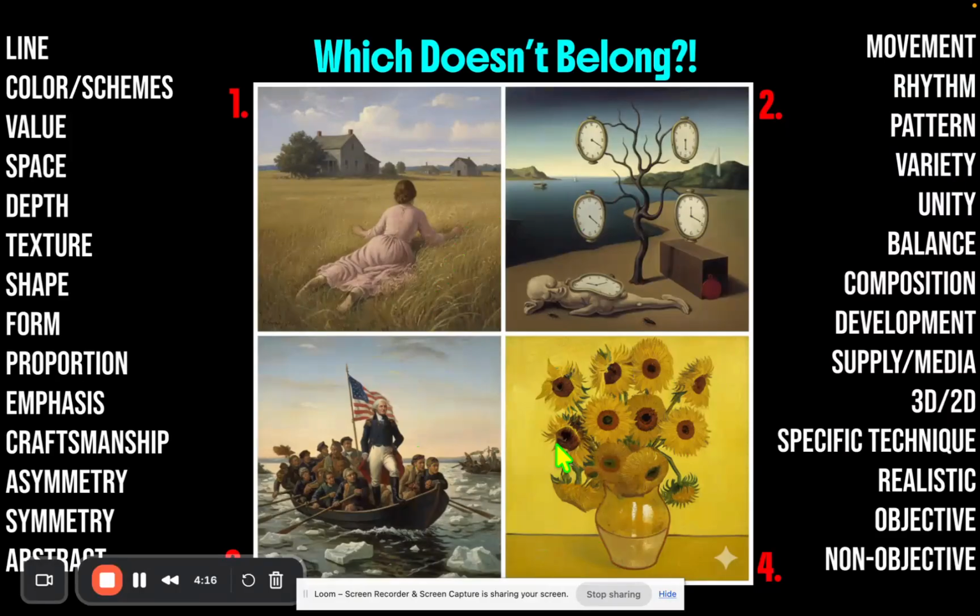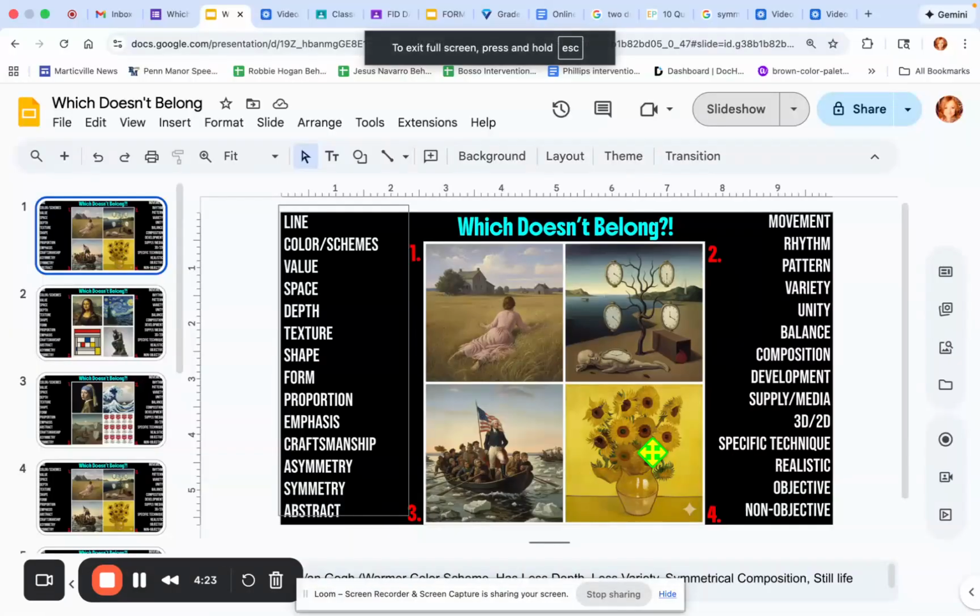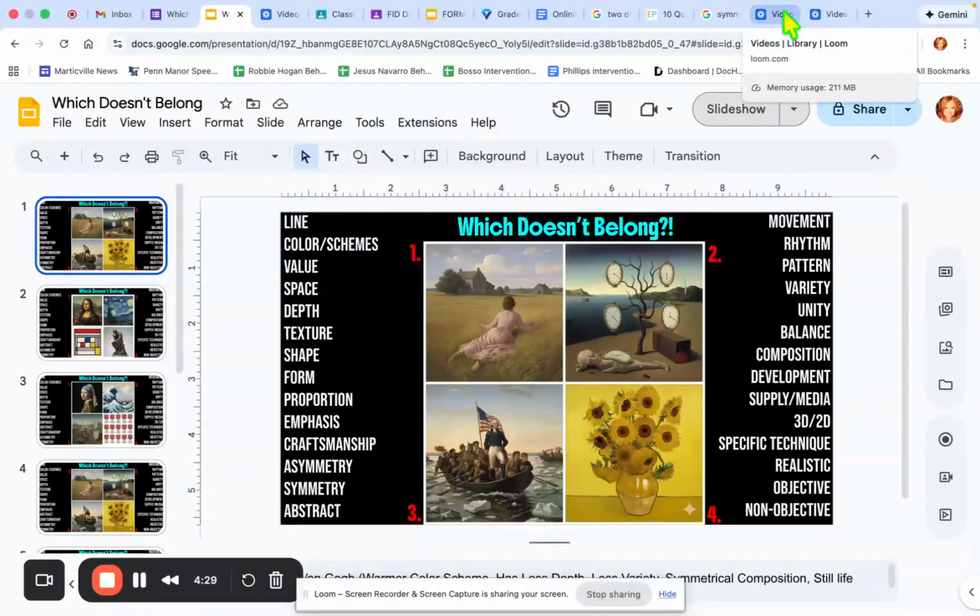So there's 4 completely different reasons why I think piece of artwork number 4 does not belong. That would get me extra credit for today's assignment. As a reminder, you need to use at least 1 to support your idea in order to get full credit.